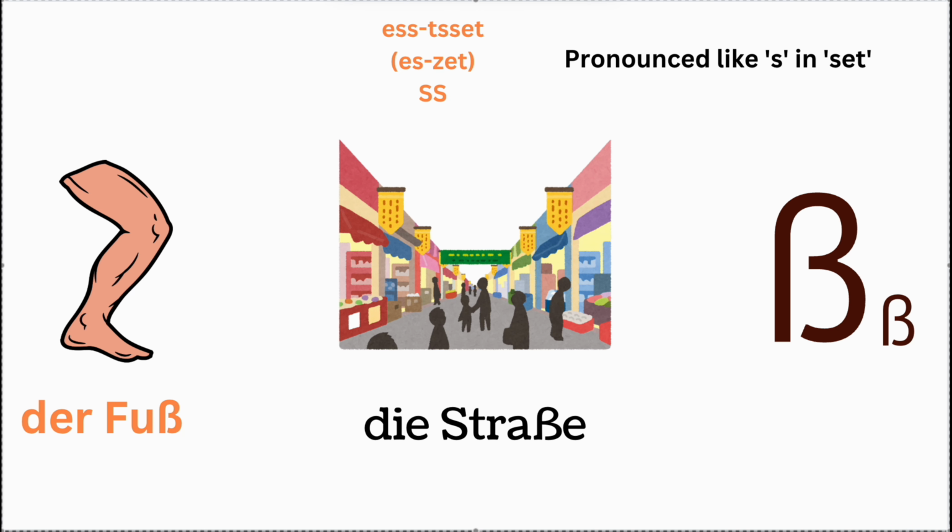The last one, we usually pronounce it in two ways. Most of the time you will be finding words with double S, and apart from that there are situations when you will get words with ß as well. So generally it's pronounced like S. Der Fuß means foot. Die Straße means street.